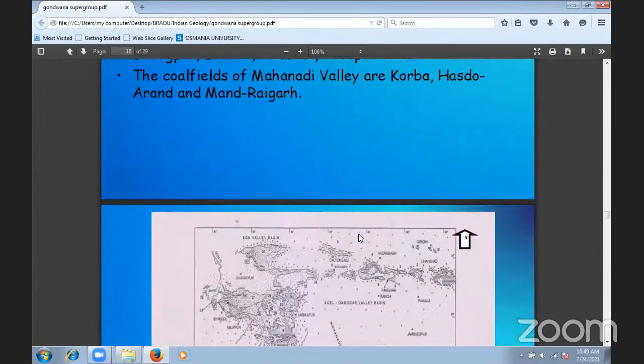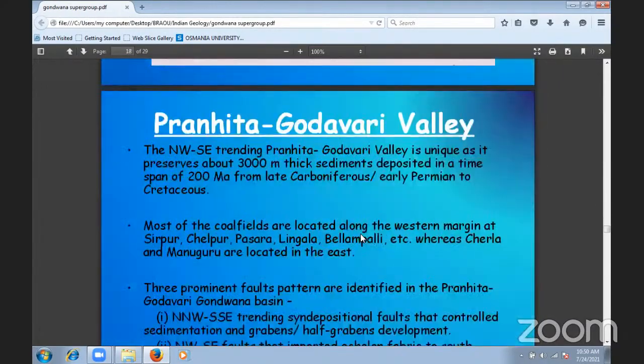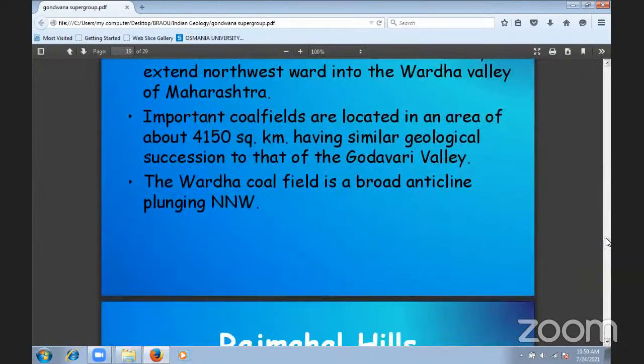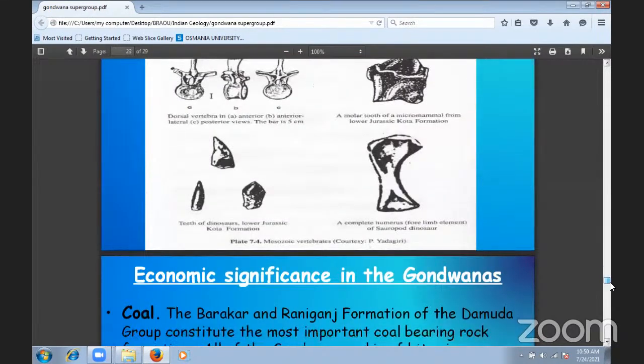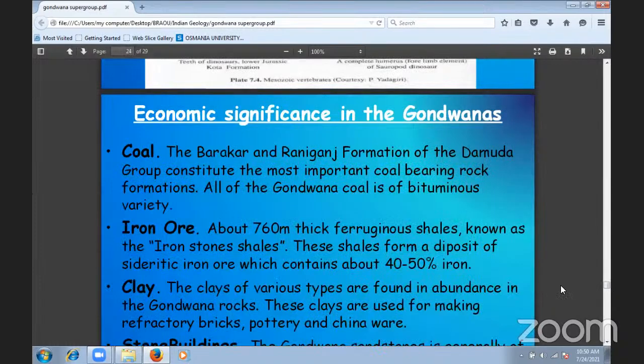Son Mahanadi Valley and economic importance. The economic significance in the Gondwanas, the main economic deposit here is coal. The coal is present in the Barakar and Raniganj formations of the Damodar group, which consist of the most important coal bearing formations.